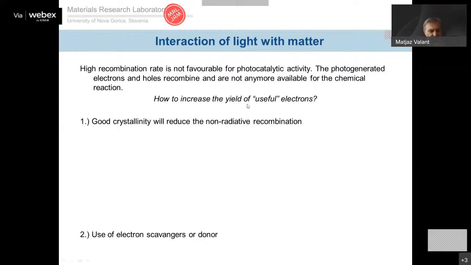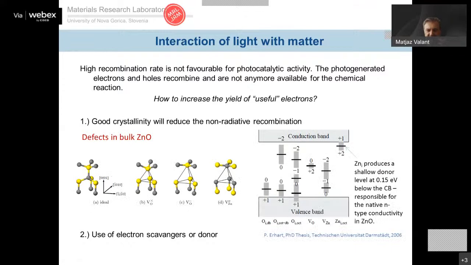Now, we have some means, some approaches to increase the lifetime, or let's say to suppress recombination, and therefore keep these useful high energy electrons available for chemical reaction. So as I said, all the defects in the structure are mainly harmful. So of course we have to consider the processing way which would give us as good crystallinity as possible. So we want to enhance crystallinity.